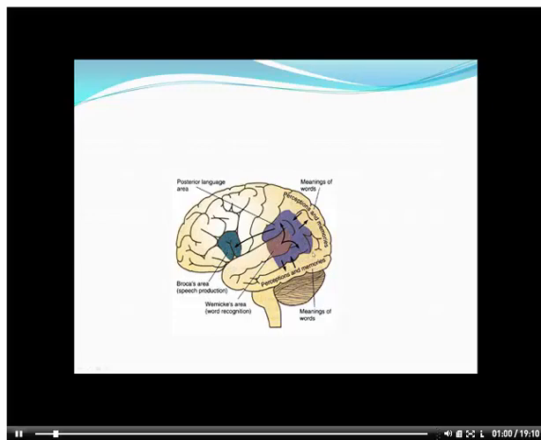And then what we have is Wernicke's area, this red area right here, and this is for word recognition. I'd like you to know that Broca's area is in the frontal lobe and Wernicke's area is in the temporal lobe, but I have this on other slides, so we're going to move forward, and I have a video that demonstrates all of this. This is just a brief look right now.